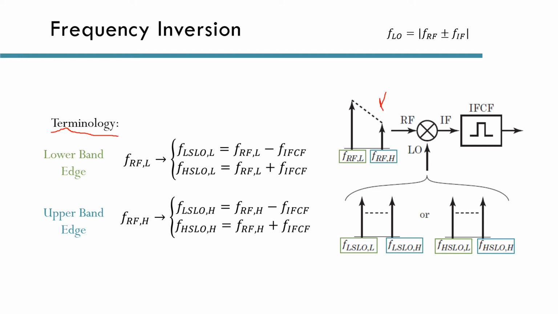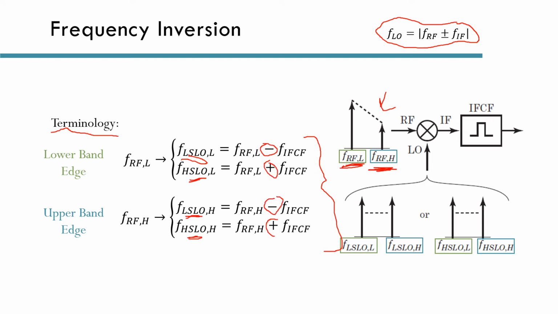If we have an RF signal band, it will have two edges, a lower band edge and an upper band edge. For each edge, we will have two possible LO solutions. Either we choose the LO to be lower than the RF frequency, and this is the low side LO signal, which is here and here, or we choose the LO to be higher than the RF frequency, and this is the high side LO signal, which is here and here. Now we know that FLO is FRF plus or minus FIF, and this is exactly what I'm showing in these four relations. The minus sign will give us the LSLO, and the plus sign will give us the HSLO.